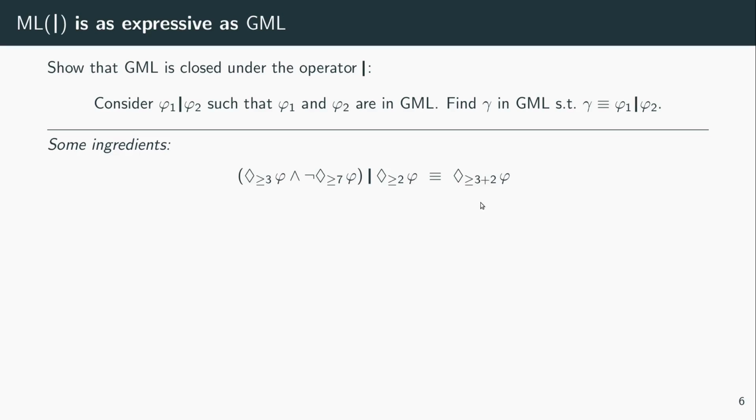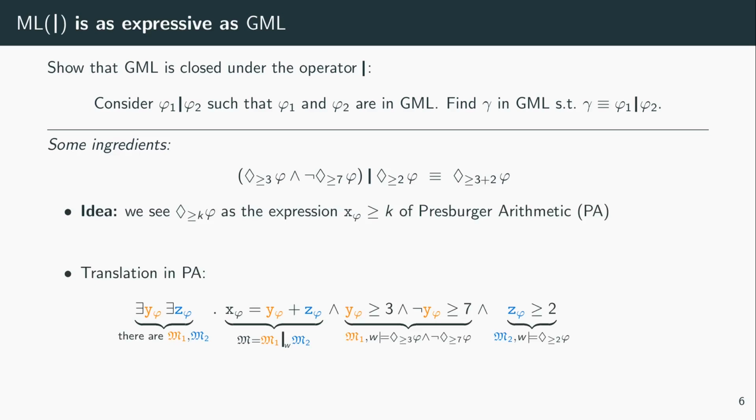Now, how do we do this translation in a methodical way? We go through Presburger arithmetic. We start by seeing the expression diamond greater or equal than k phi as the expression x phi greater or equal than k from Presburger arithmetic, where now x of phi is interpreted as the number of children in my finite forest satisfying phi. Then we internalize the semantics of the chop operator directly in Presburger.